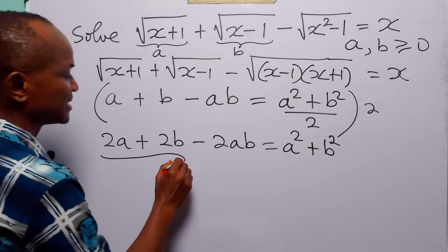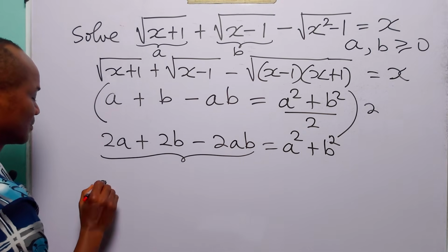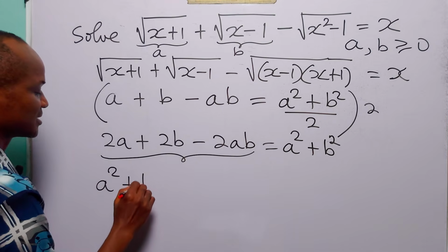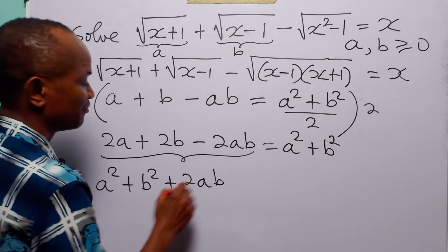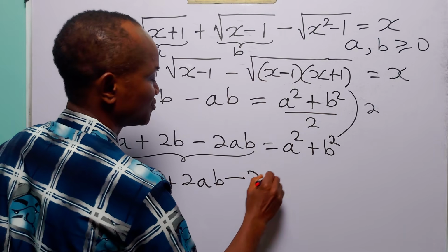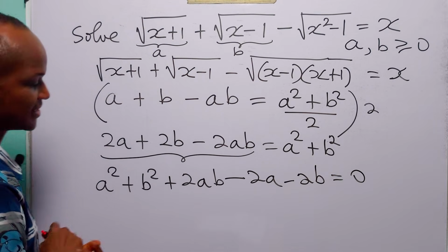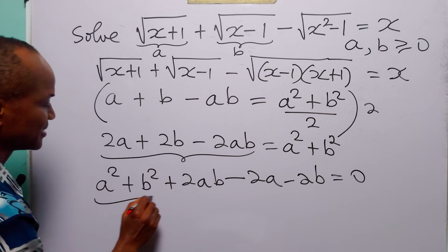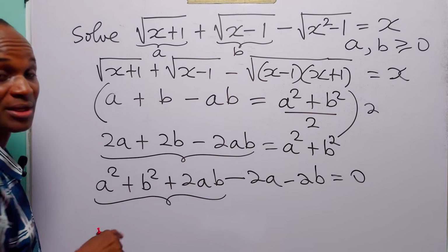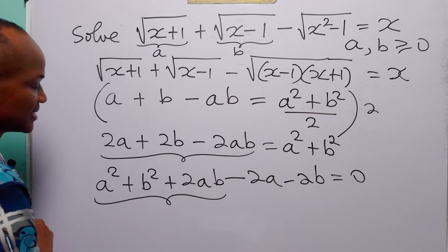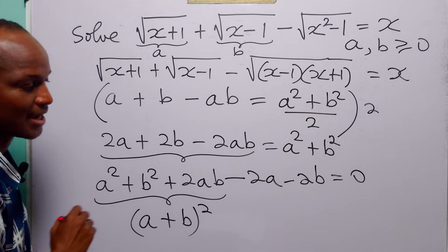Now let us move these terms over to the opposite side. When we do that, we have a squared plus b squared plus 2ab minus 2a minus 2b is equal to 0. Now look at these three terms. We have a squared plus b squared plus 2ab. Of course, you know that this is the same as a plus b squared.